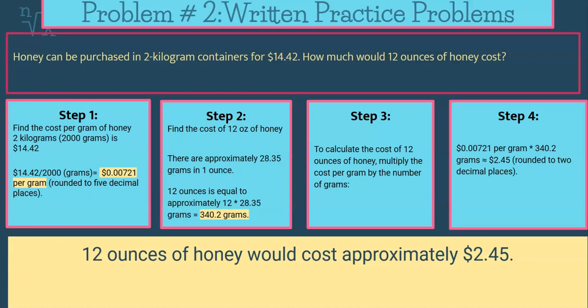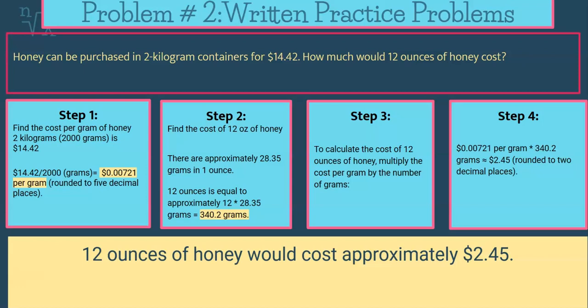We left it as is for the costing problem, so it's exact. Step 2, you're going to find the cost for 12 ounces of honey. So you need to know the equivalent, that there are 28.35 grams in 1 ounce, which is in one of our conversion charts in one of the previous units.